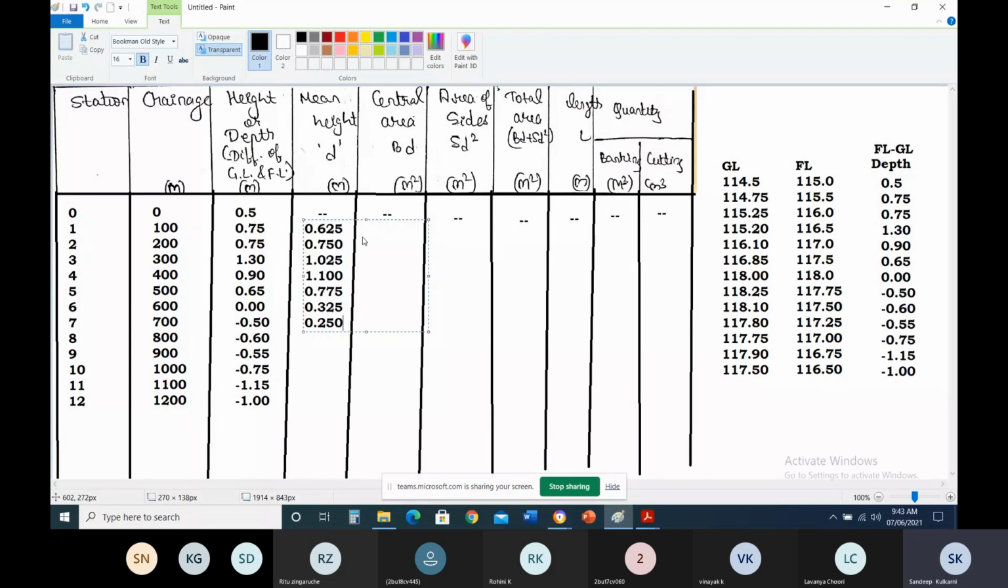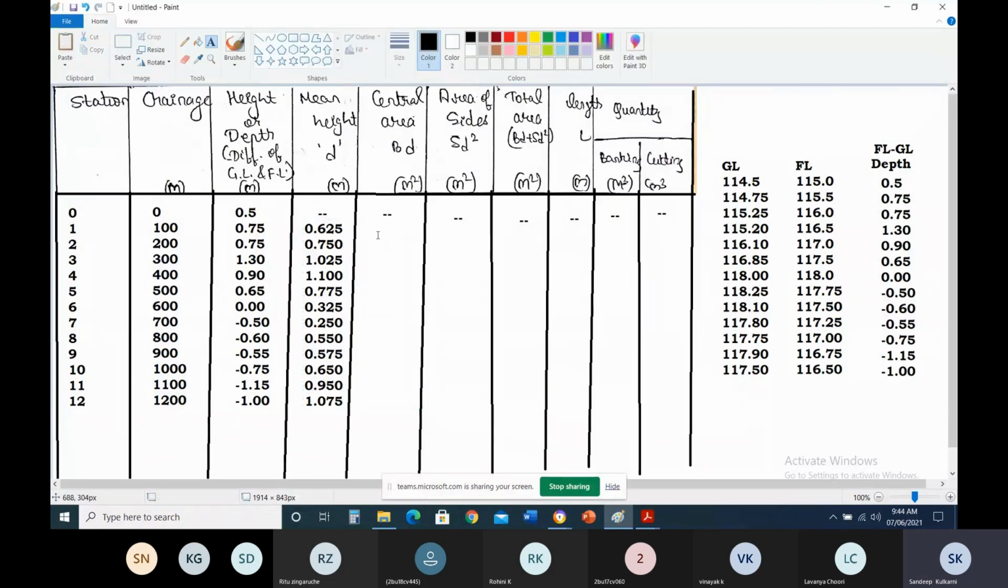So in this way, next will be 0.50 plus 0.60 divided by 2, 0.550. Next 0.60 plus 0.55 divided by 2, 0.575. Then 0.650, 0.950. Already I have a solved one, but here I am solving again to help you understand. Okay. Already this solved problem is there with me, but for you to understand the work, I'm solving it separately here. So this is how we calculated the mean depth.